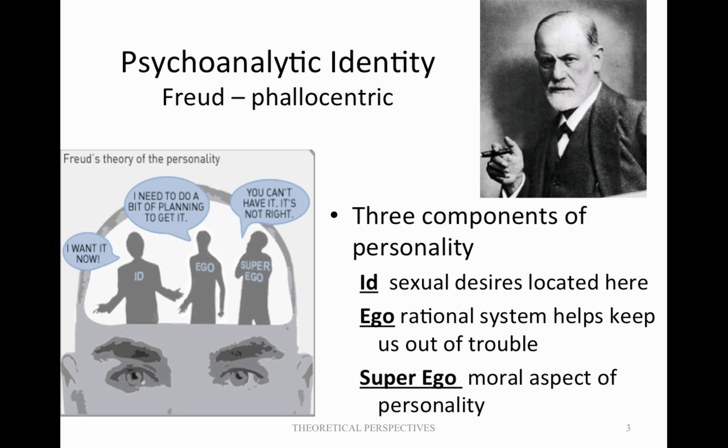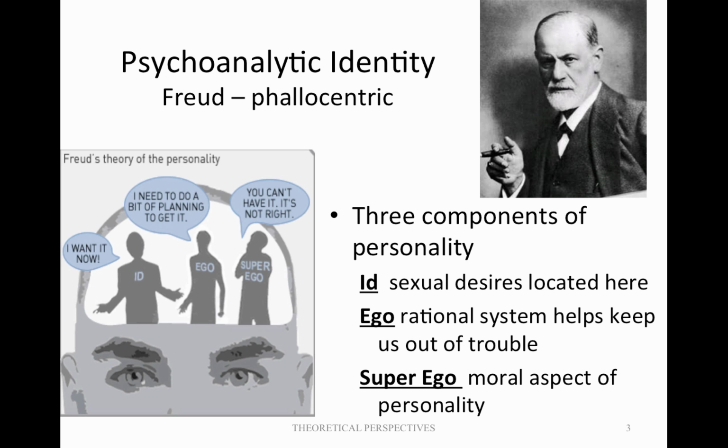So the idea that Freud's theory was phallocentric means, again, just like Aristotle's theories, that it's centered around maleness being the norm. So the basic idea behind psychoanalytic identity theory is the personality components and the development of personality. So first, speaking of the three components of personality, there's the id, the ego, and the superego. Now the id is responsible for our animalistic or our primal urges. Things like our sexual desires or greed or our desire to have pleasure. Those all are centered in the id.